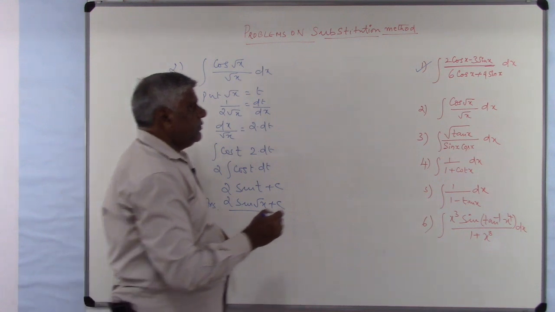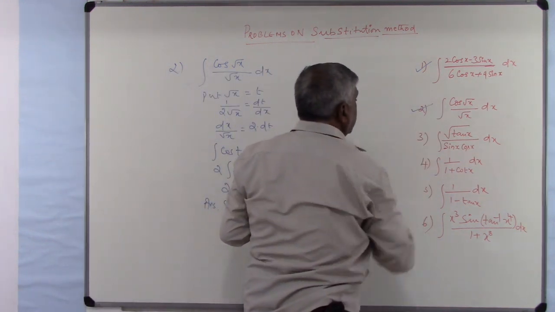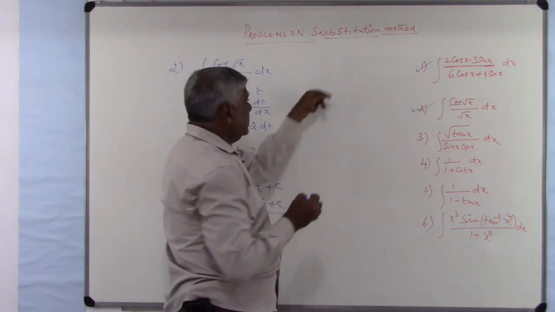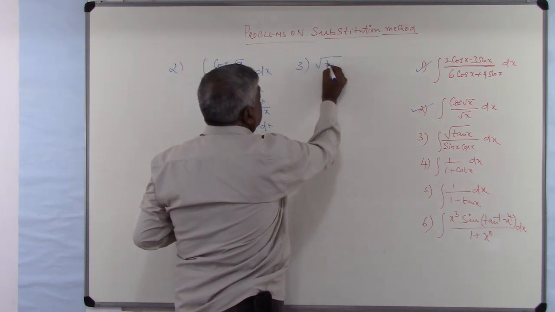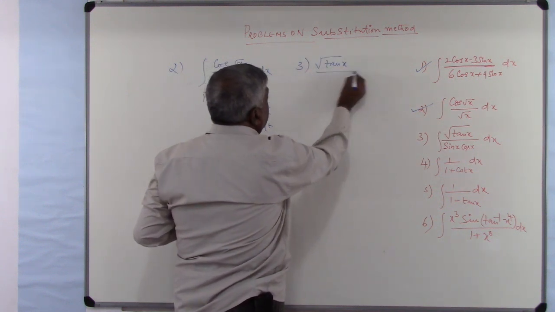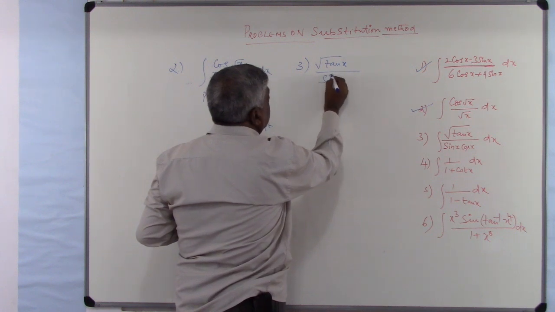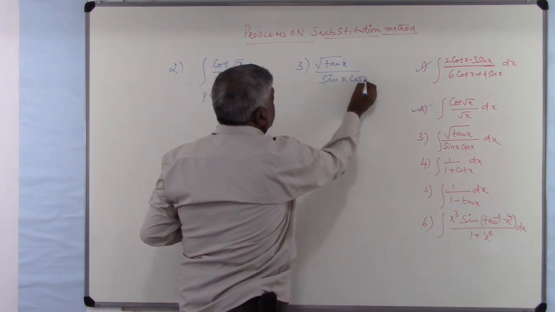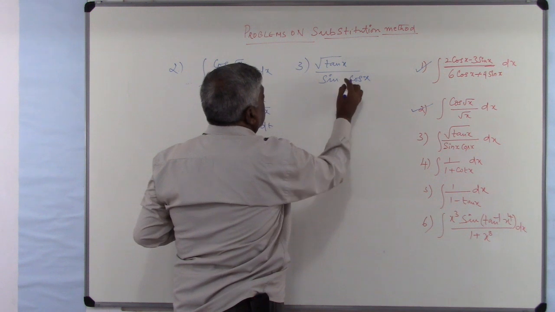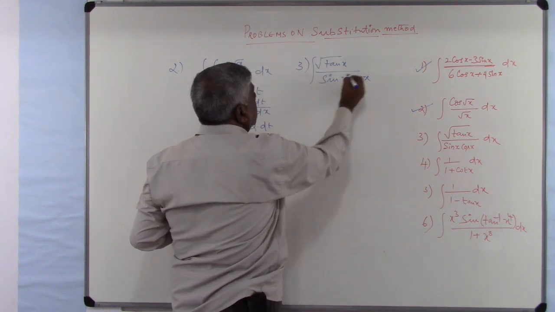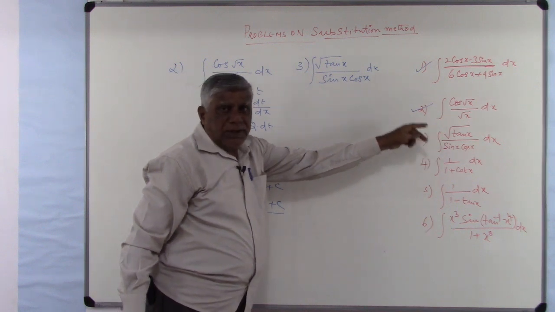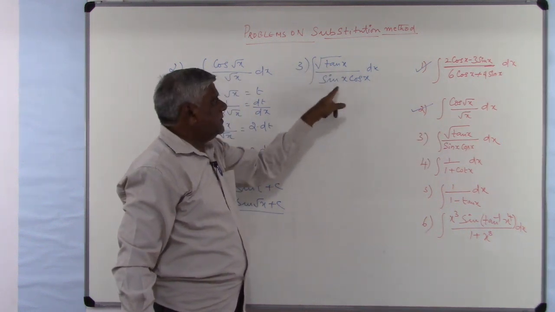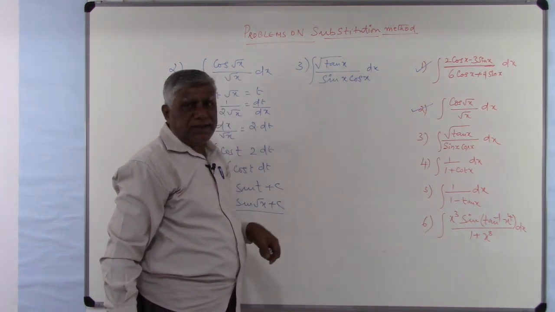So now we have finished this second problem. Now we will go for third problem. Integral root tan x by sin x cos x dx. Can you see here?